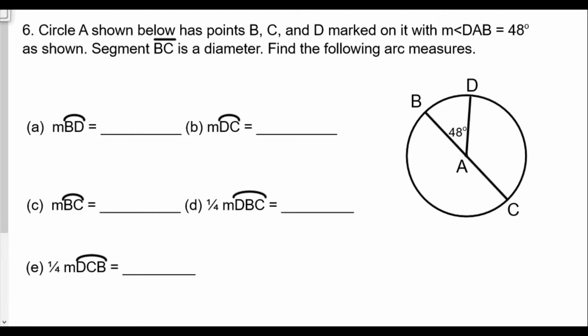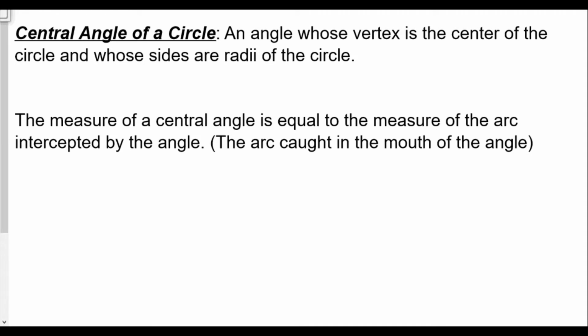Okay, so here angle BAD is a central angle. A central angle of a circle is an angle whose vertex is the center of the circle and whose sides are radii of the circle. The measure of the central angle is equal to the measure of the arc intercepted by the angle, the arc caught in the mouth of the angle.